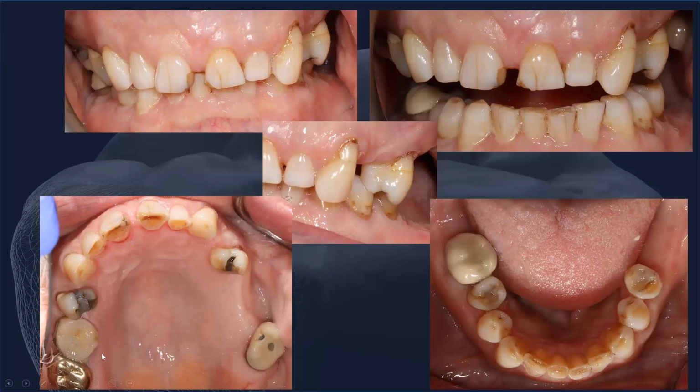However, we treated this case without changing that gold crown. The gold crown was fine. There was no issue. It wasn't opposing to anything. So we decided not to change that gold crown.